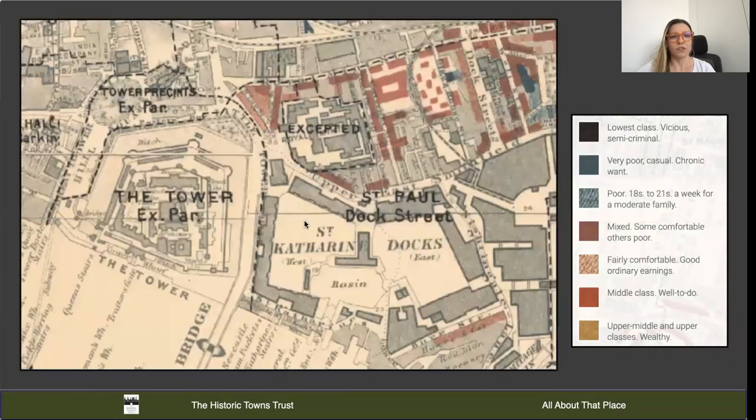This particular section shows St Catherine's Docks and the surrounding area, and we can see that the streets are marked as poor, with a moderate family earning between 18 and 21 shillings per week. Although far from being wealthy, it seems that the lawless slums so described in the 1820s have gone. But what happened to the thousands of people who were displaced when the docks were built?